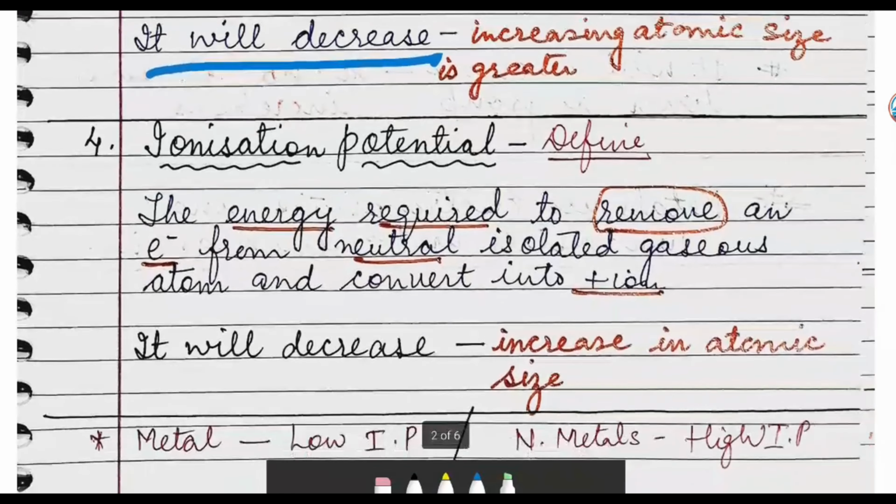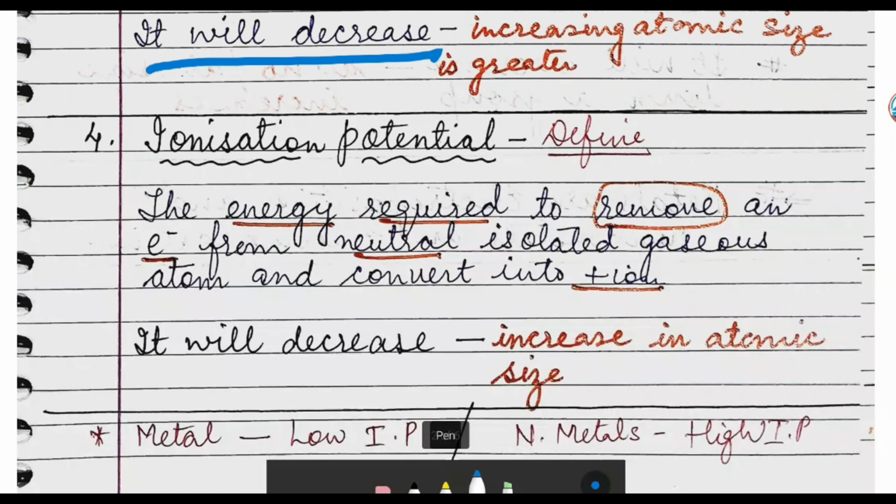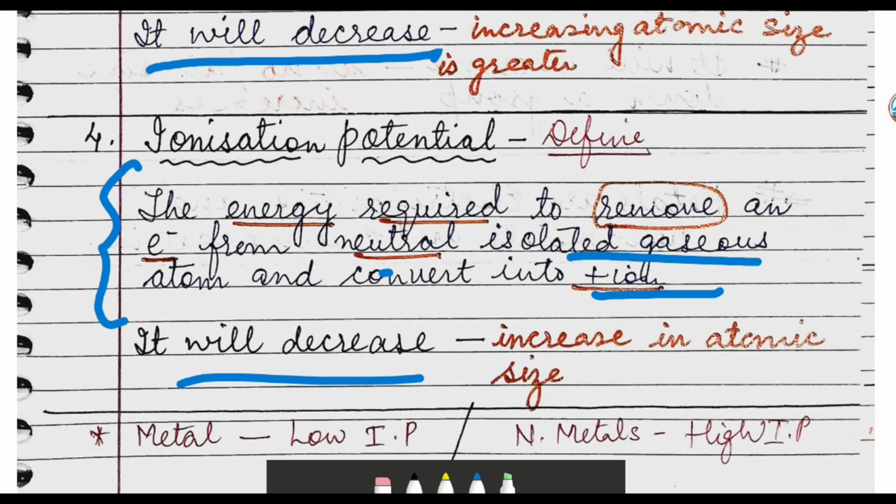Now what is the next one? The very important part, ionization potential. Why have I written the full definition here? Because there are a few terms like ionization potential, electron affinity and electronegativity. When we study these trends in the groups and the periods, we just focus on these terms. That is why I have given the definition. The energy required to remove an electron from the neutral gaseous atom to convert it into the positive ion will decrease.